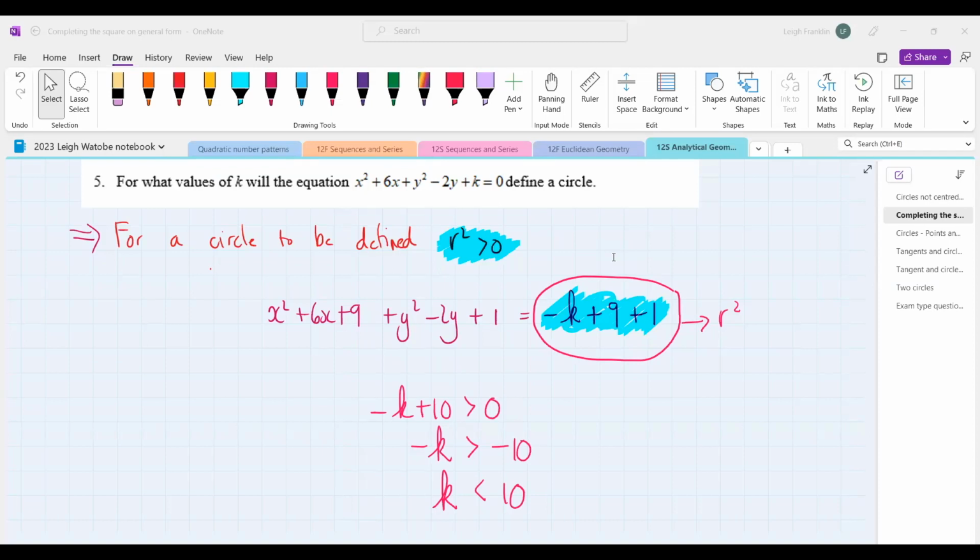What this question is basically asking us is: for what values of k will the circle exist? Absolutely. What we've discovered is that if k is a number that is 10 or bigger, then the circle cannot exist, because then r squared would not be greater than 0.